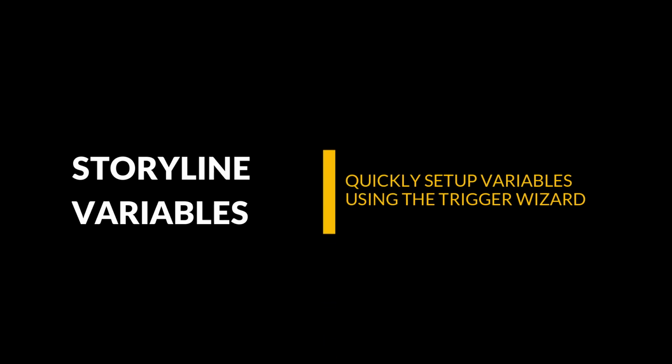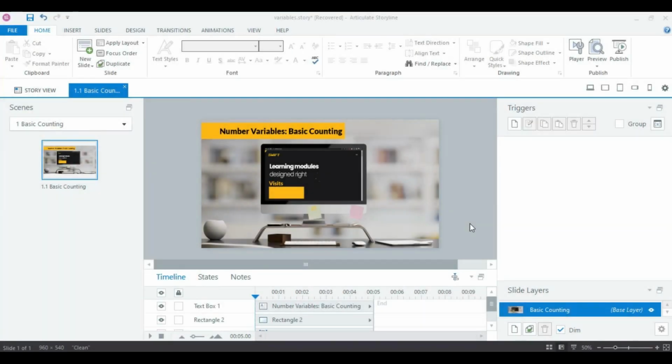Variables. Storyline makes working with variables easy. Using the trigger wizard, you can quickly set up variables using a 3-step process. Let's begin by creating a variable.